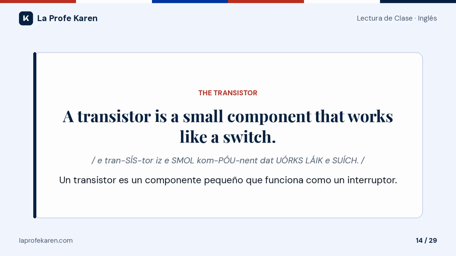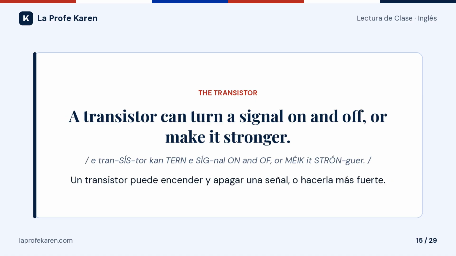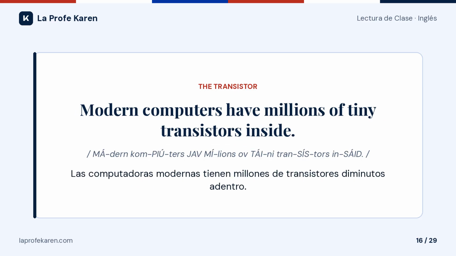A transistor is a small component that works like a switch. A transistor can turn a signal on and off, or make it stronger. Modern computers have millions of tiny transistors inside.